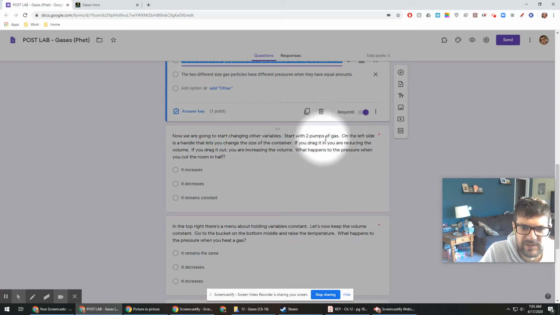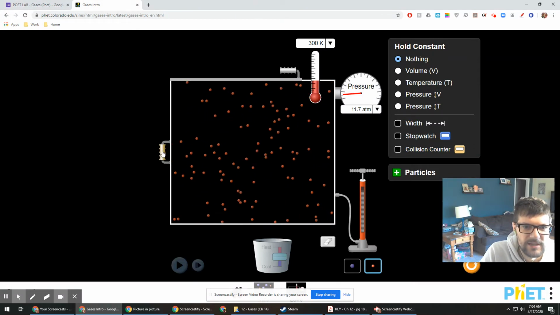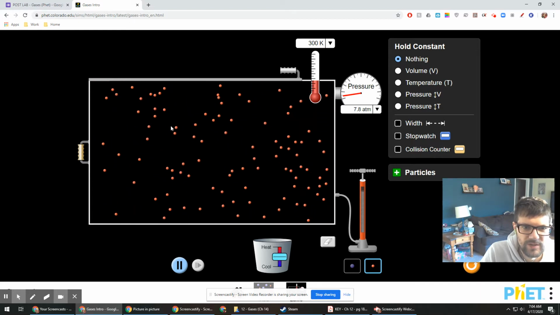Now for the third one, we're going to start changing other variables. We're going to use 2 pumps of gas, and we're going to change the size of the container. And then the question is, what happens when we cut the room in half? So back to the container here. Here's the little handle. I can make the container bigger. Notice that the pressure just went down.